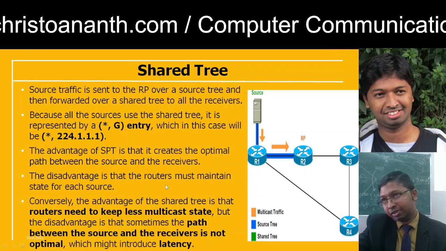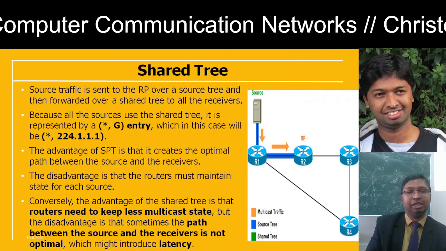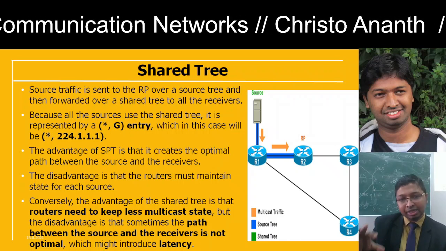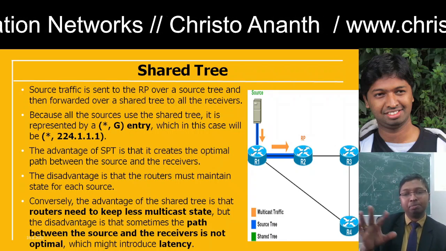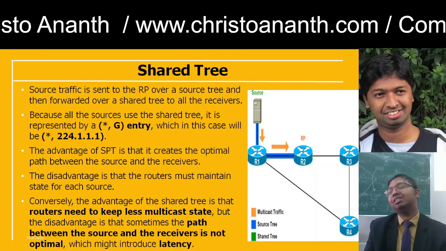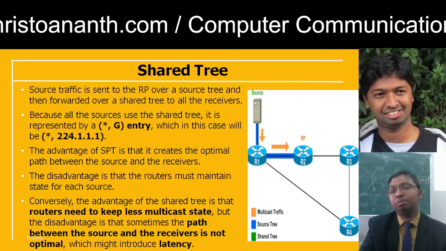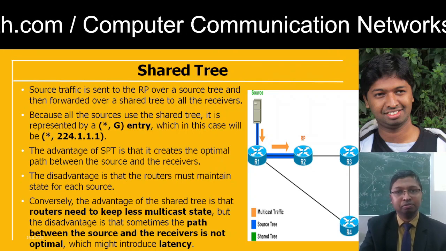Also, the advantage of the shared tree is that the routers have to keep less multicast state. But the disadvantage is that the path between the source and the receiver is not optimal. When the path is not optimal, it will create latency. So a latency problem will be there in the case of the shared tree.